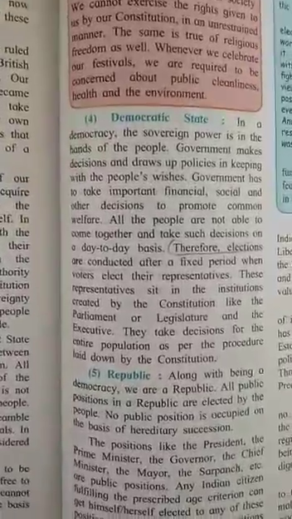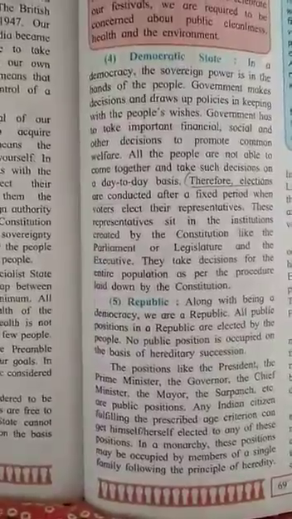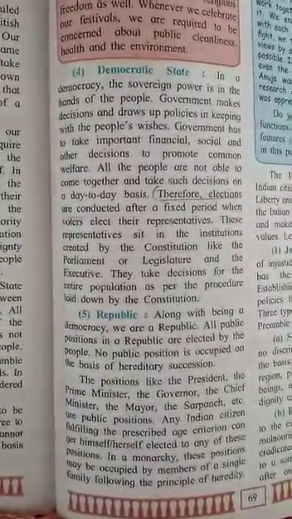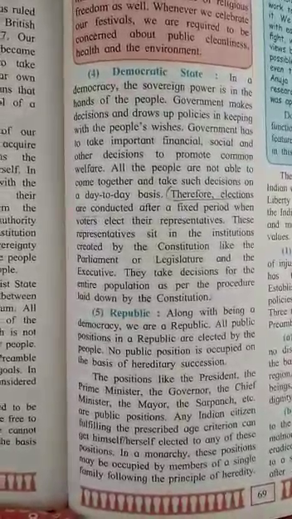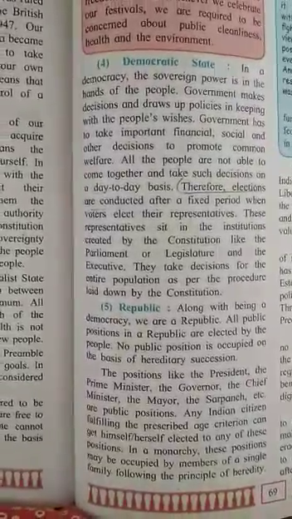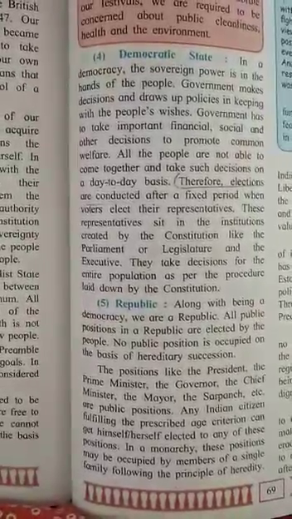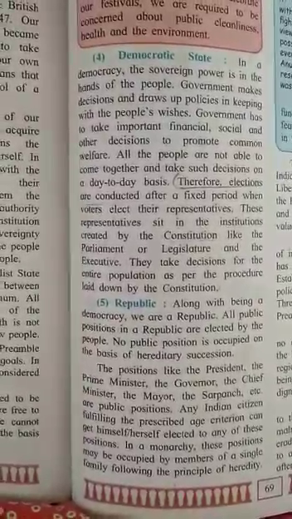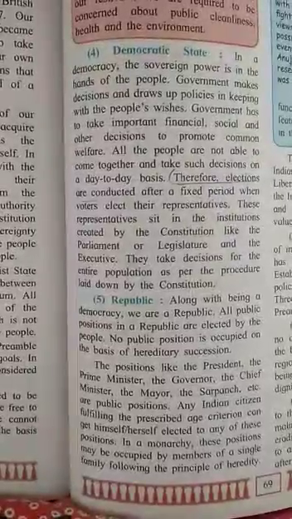The next is a republic. What is a republic? In Marathi we call it Prajasatta. All public positions in a republic are elected by the people. Public positions like the president, the prime minister, the governor, the chief minister, the mayor, even the sarpanch, etc. are public positions. These are elected by the people. So it is called a republic.